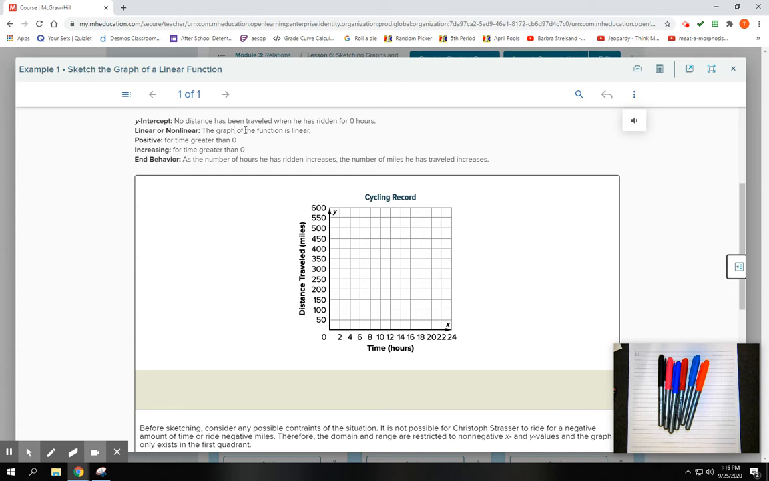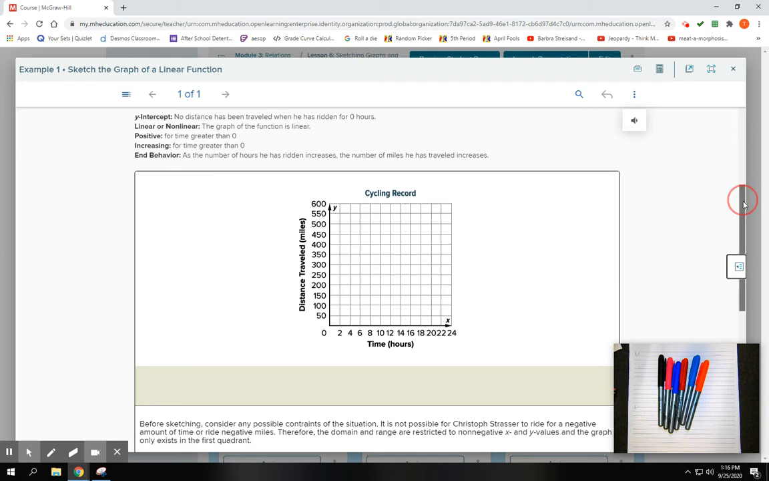Y-intercept: no distance has been traveled when he has ridden for 0 hours. Linear or nonlinear: the graph of the function is linear. Positive for time greater than 0, increasing for time greater than 0. End behavior: as the number of hours he has ridden increases, the number of miles he has traveled also increases.